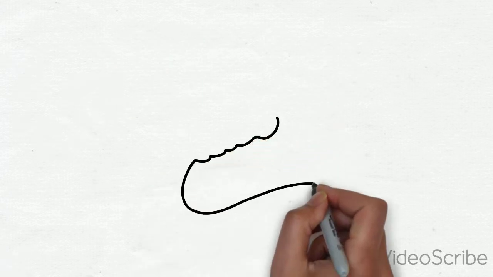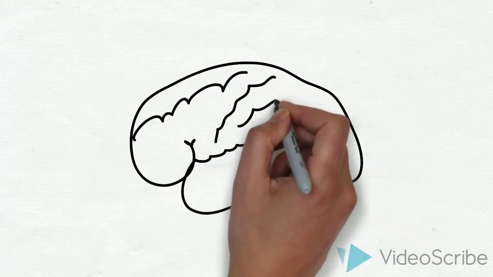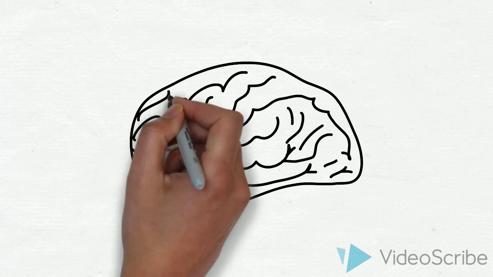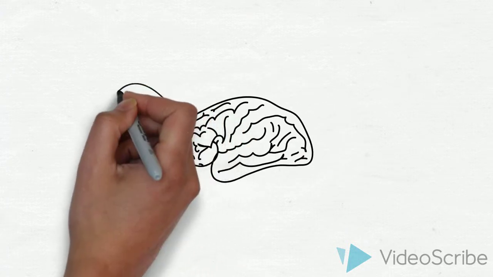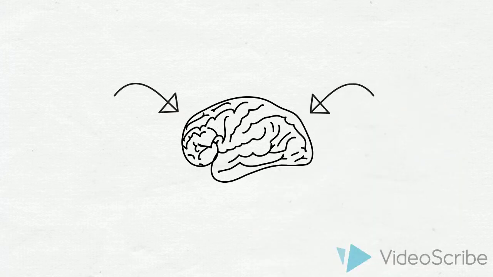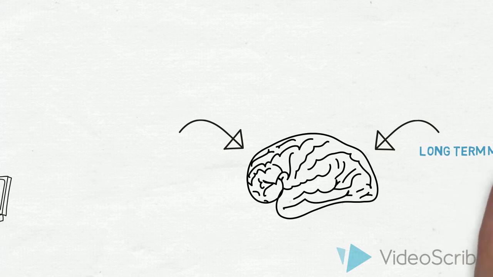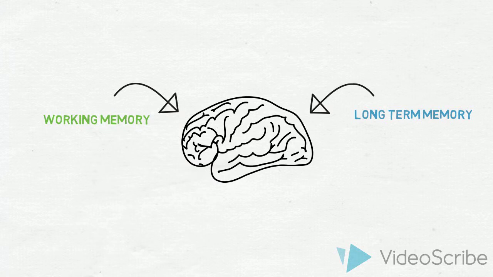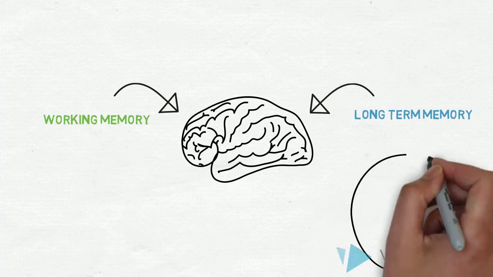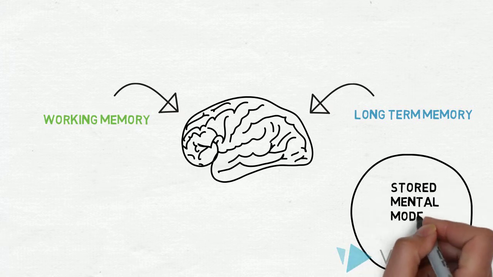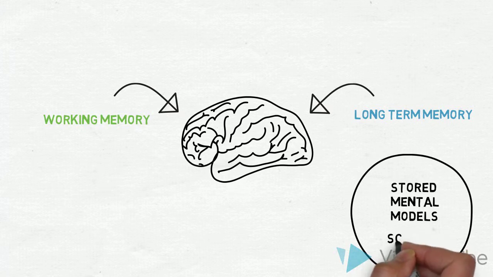In order to better understand the issues related to viewing animated maps, we first have to understand the human brain. This is the human brain. Humans have two main types of memory: long-term memory and working memory. Long-term memory, with its unlimited capacity, stores knowledge and skills in the form of mental models and knowledge schemas, which act as a basis for future understandings.